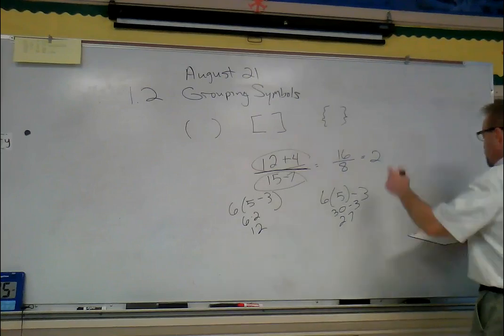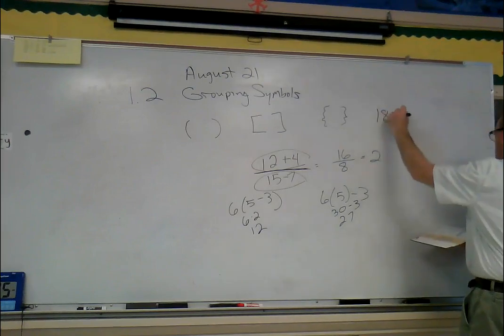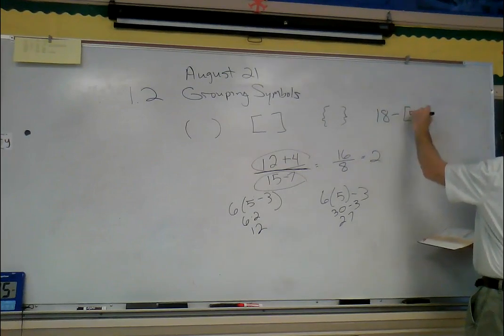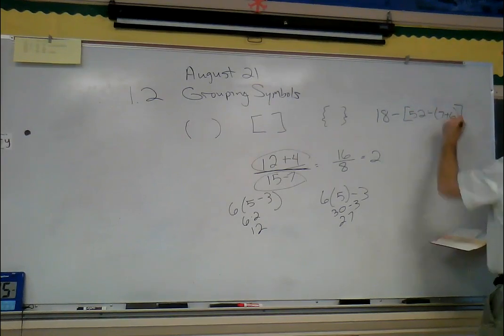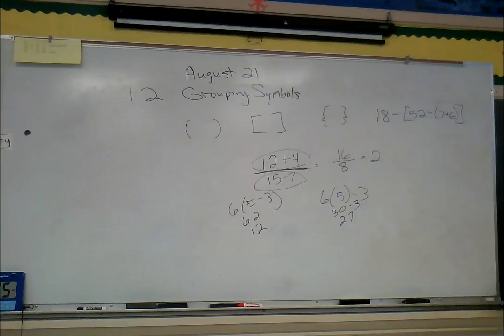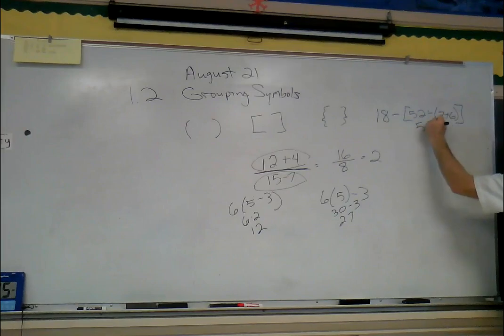So now let's take one that has brackets and parentheses. So we have brackets, so we know we have to start inside here. But in there, we also have a parentheses, so we need to start even further. So you go to your innermost grouping symbol, and that's where you're going to start. So in this case, we start in this parentheses, 7 plus 6 is 13. So rewrite the problem.